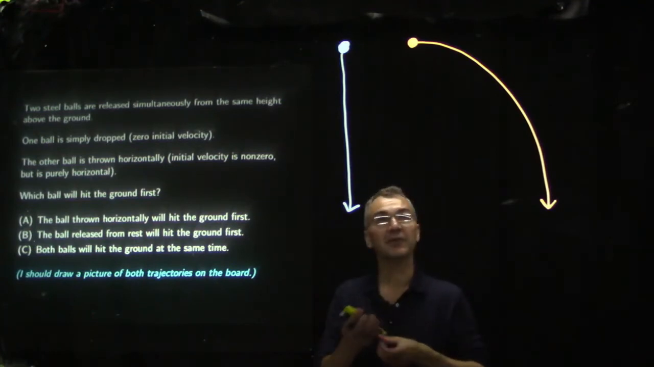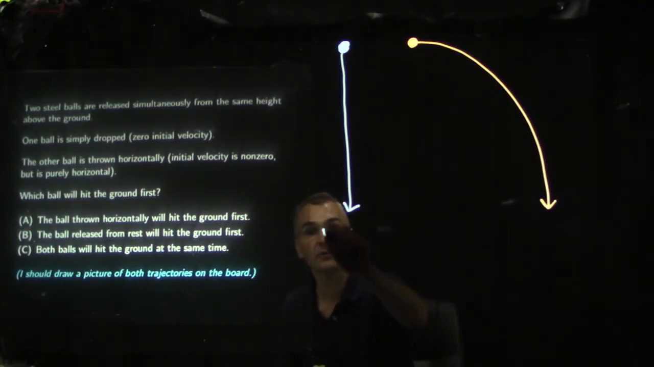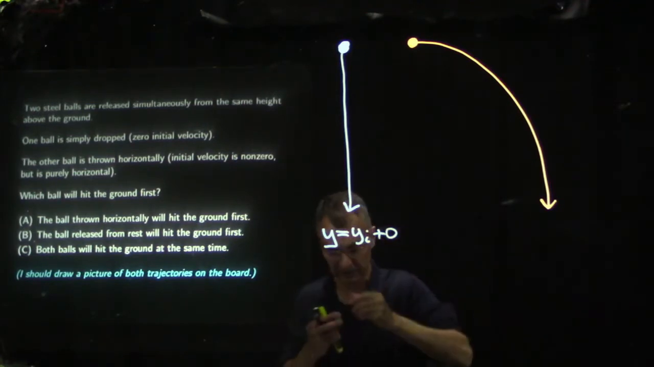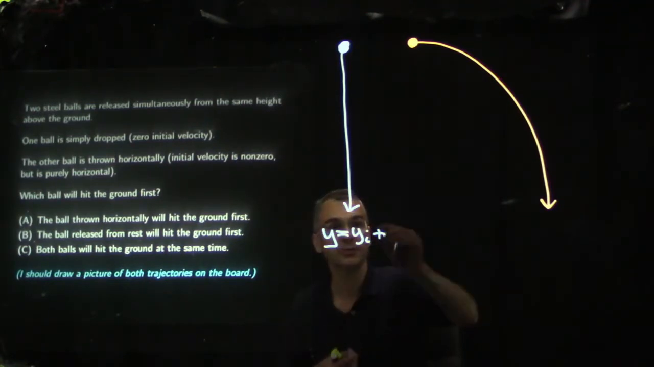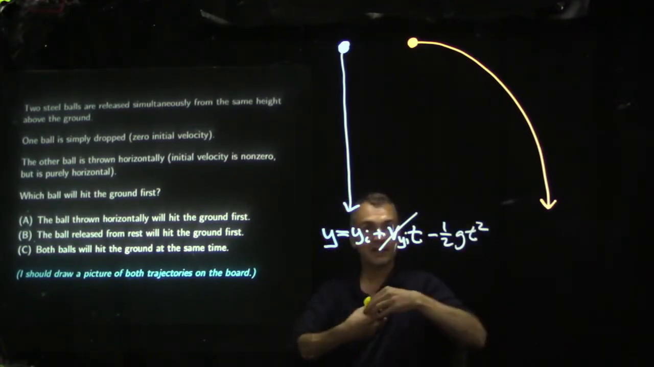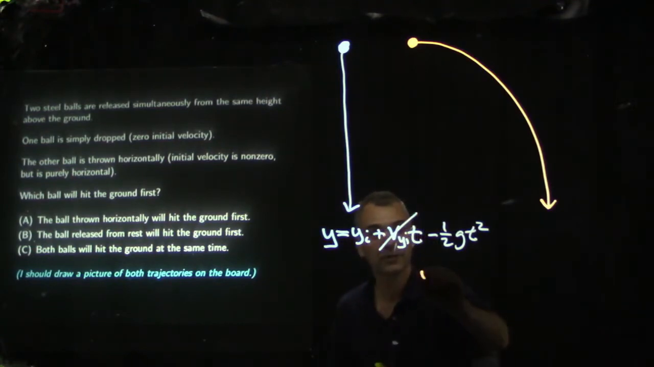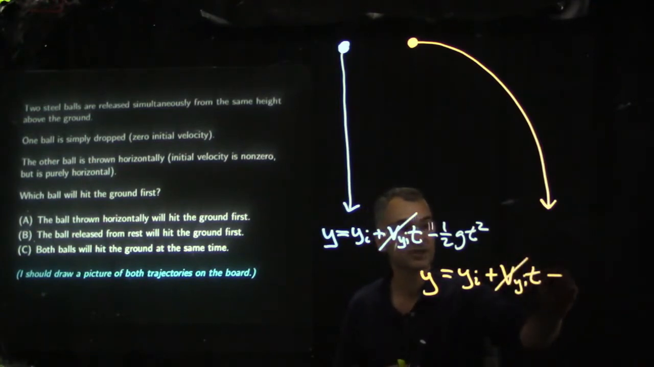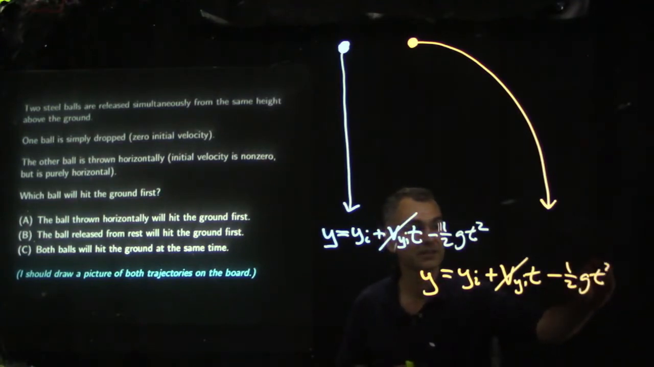So in both cases, you say y equals y initial plus v sub y initial times time, but v sub y initial is 0, minus 1/2 g t squared. And in the other case, we have y equals y initial plus v sub y initial times time, but we said v sub y initial was 0, minus 1/2 g t squared.